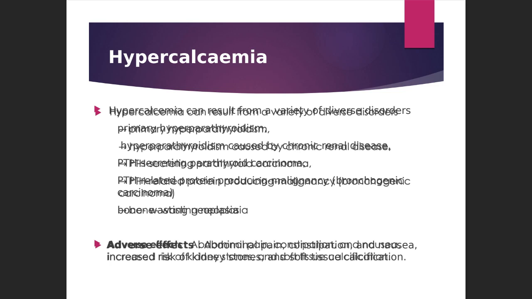The adverse effects here are abdominal pain, constipation, nausea, increased risk of kidney stones, and soft tissue calcification. So in the case of hypercalcemia, primary hyperparathyroidism is one of the factors, and this is caused by chronic renal diseases also, and parathyroid carcinoma, where the patient has some cancerous tissues that have developed, and that can be the reason. The adverse effects of hypercalcemia are abdominal pain, constipation, nausea, risk of kidney stones, and soft tissue calcification.